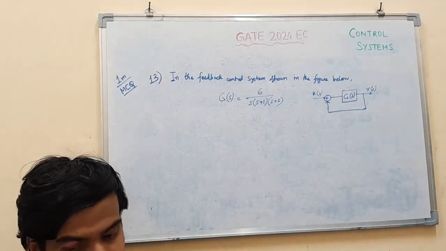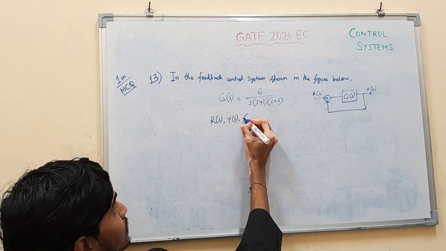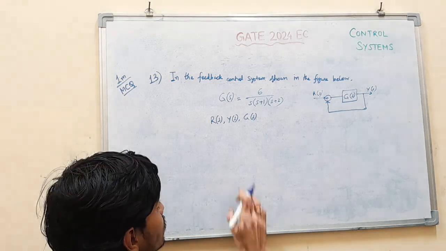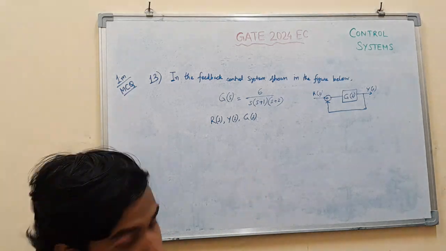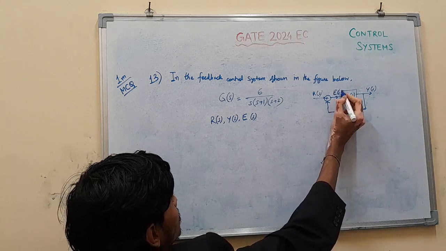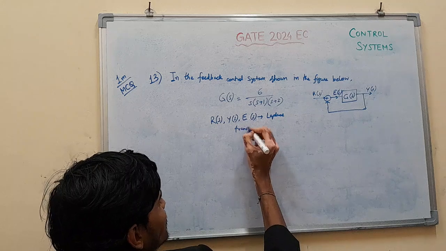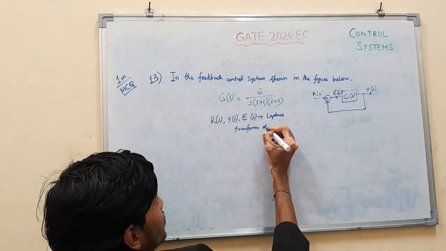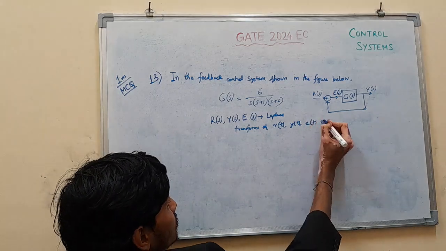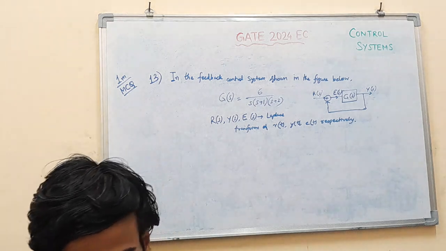As you know, R of S, Y of S, G of S, and E of S are Laplace transforms. Nothing needs to be written for this, it is implied, as it is mentioned in the question.